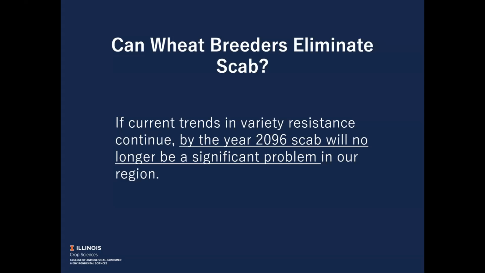And that kind of raises the question, can wheat breeders actually eliminate scab? And I actually think the answer is yes. I mean, if the current trends continue in variety resistance, and if we continue to put effort and resources into improving resistance to this disease, I estimate by the year 2096, scab will no longer be a significant problem in our region.